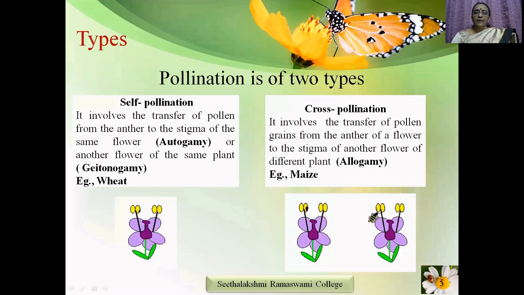And the second type is cross-pollination, which involves the transfer of pollen grains from the anther of a flower to the stigma of another flower. We can see here some agency is involved in transferring the pollen from the first flower to the stigma of the second flower, which is present in a different plant. We call it allogamy, as it is seen in maize.